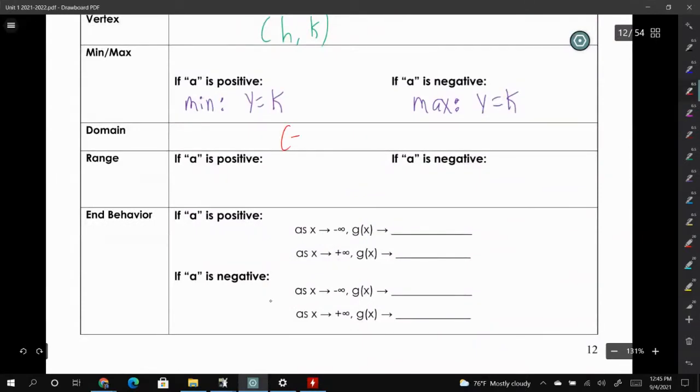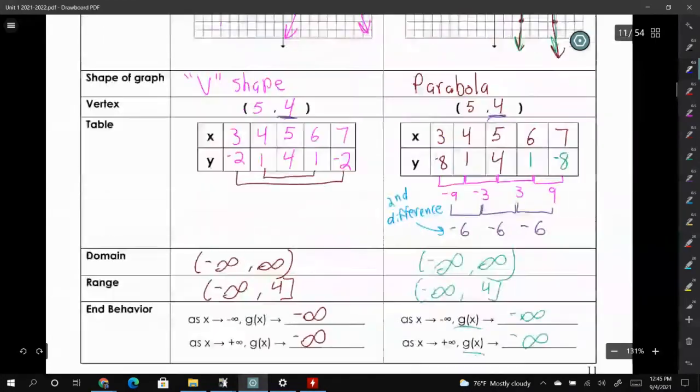Domain. The domain for both of these is -infinity, infinity. Your range. Well, if a is positive, the function opens upwards. So the smallest y value will be our k value of the vertex and go up towards infinity. And if a is negative, meaning our function opens downwards, that means the smallest value is going to be -infinity, and the k value of our vertex is the largest value.